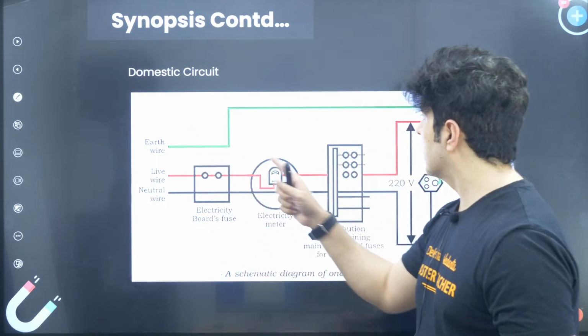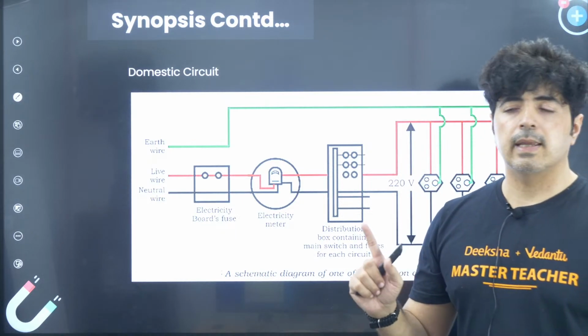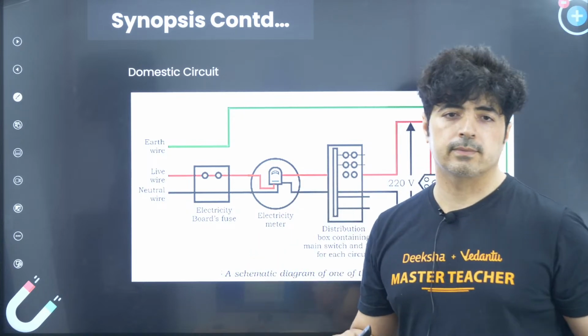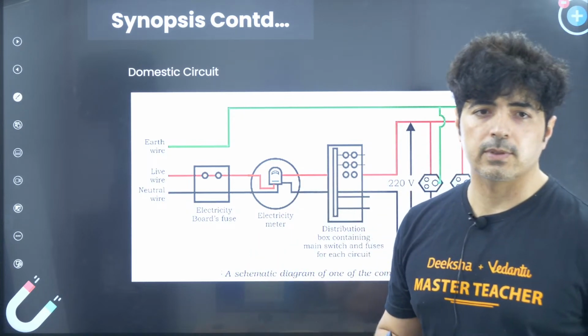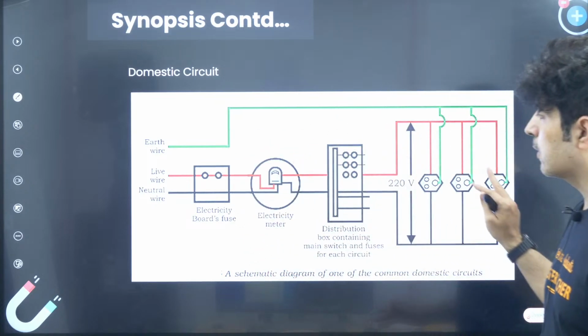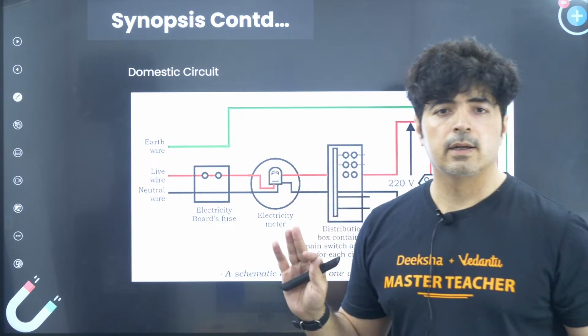The job of the earth wire is that it takes away extra charge and goes to earth, and it saves you from any additional charge which comes. So this is a very important diagram, guys. This is a schematic diagram. I hope it is absolutely clear what is happening in this domestic circuit.